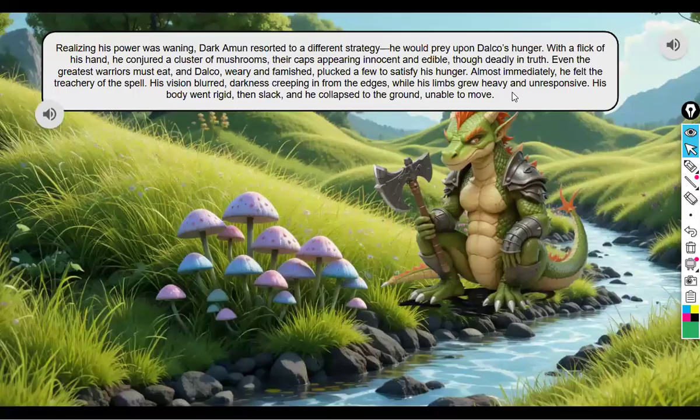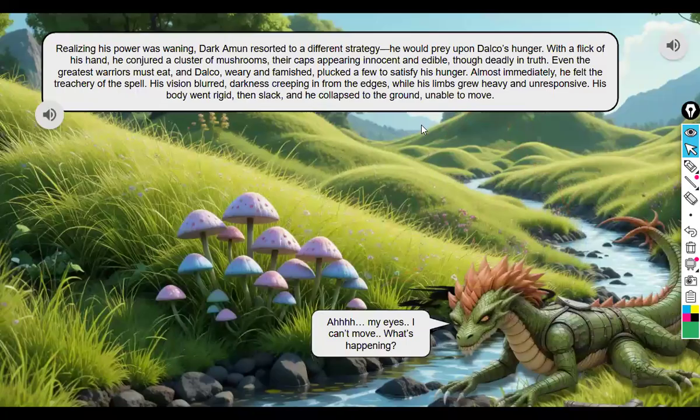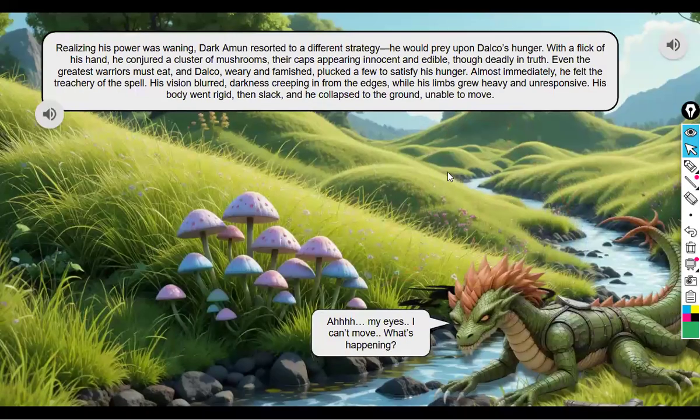All right, so Dark Amon summoned some magic mushrooms. Dalko took the bait, ate them. Well, let's see what happens. He got weak, well, we know what happens. And that's him there. He's paralyzed on the ground, or partially paralyzed, and he's blind, right?